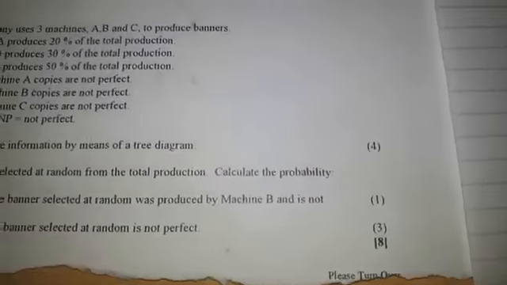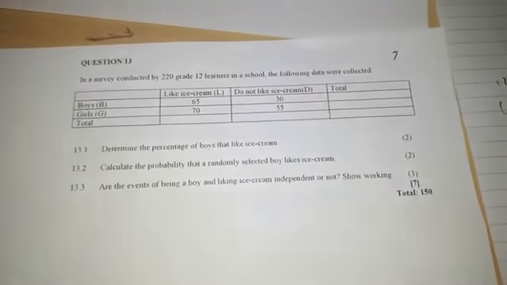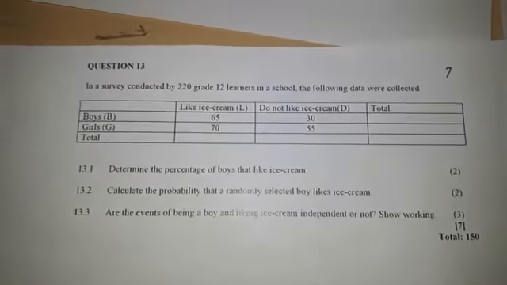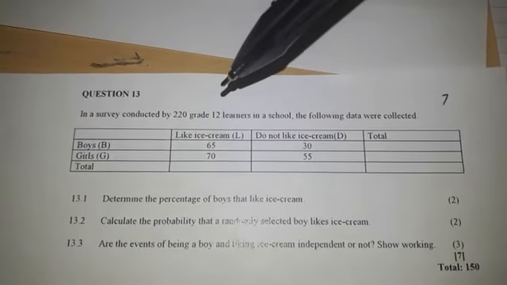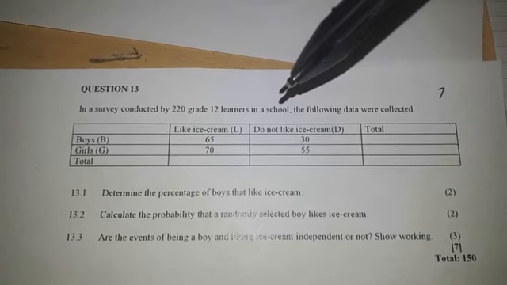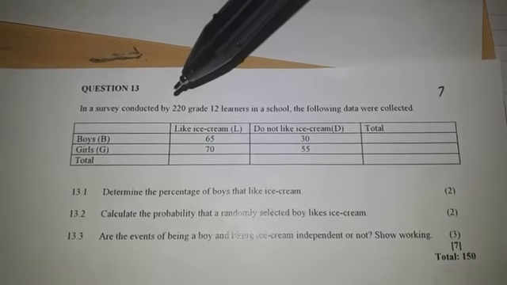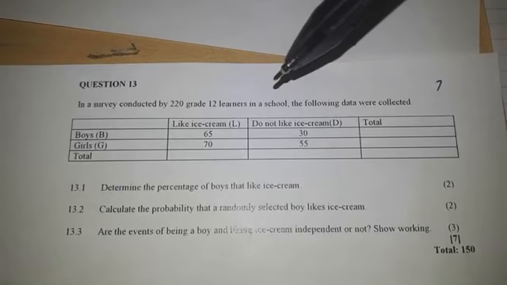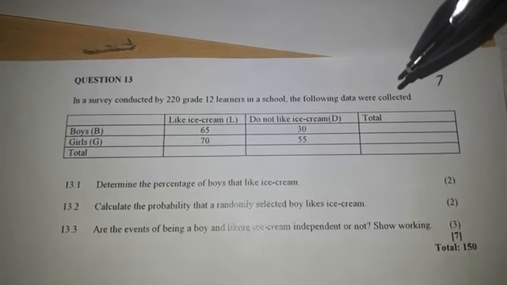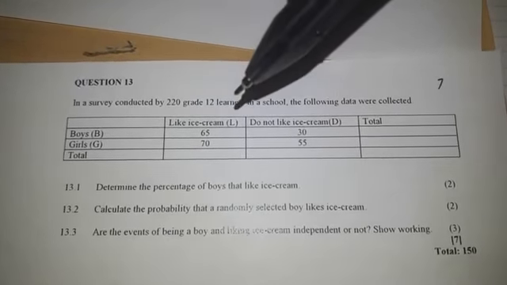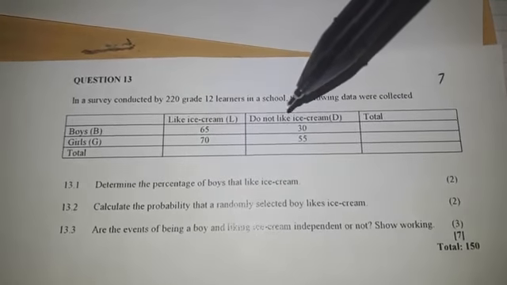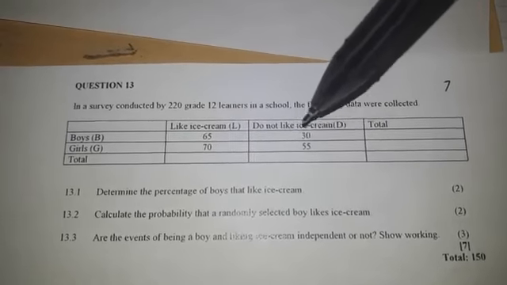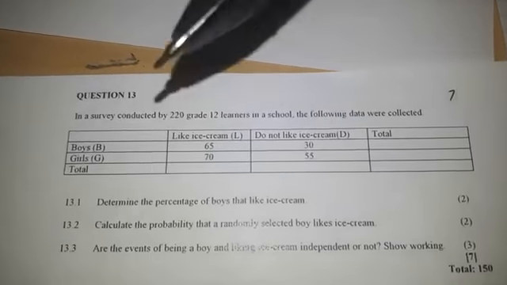So now for question number 13. Question number 13, we made it. It says, in a survey conducted by 220 grade 12 learners in a school, the following data was collected. So this data basically showed that you have boys and girls, ones that like ice cream and ones that don't.